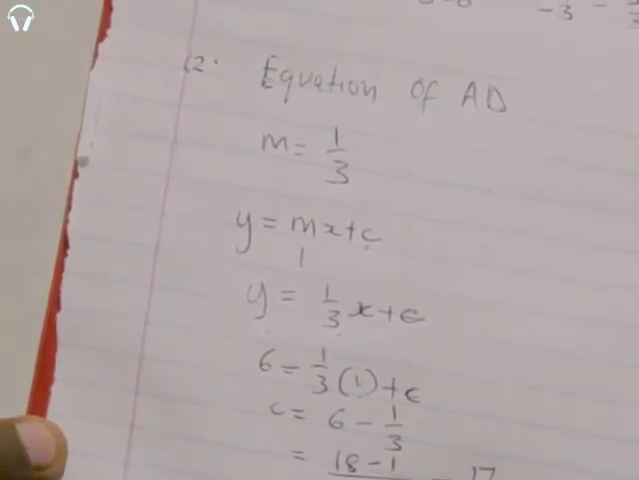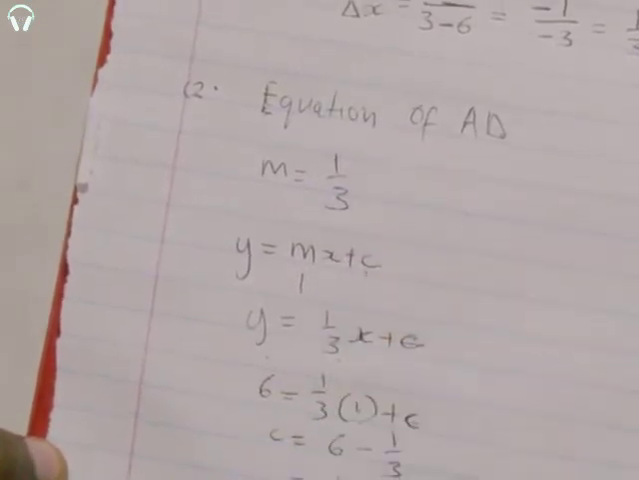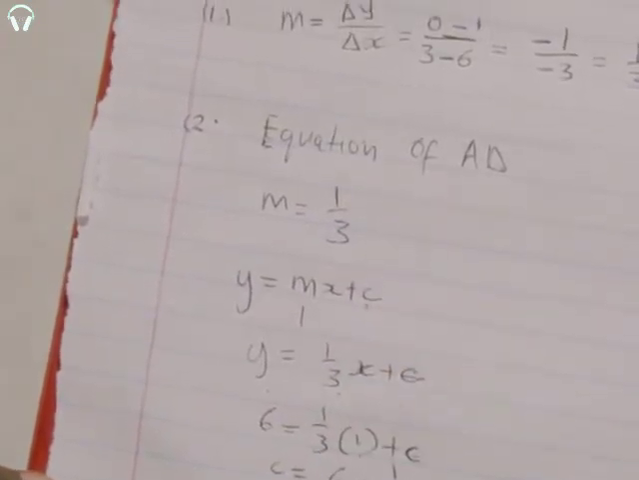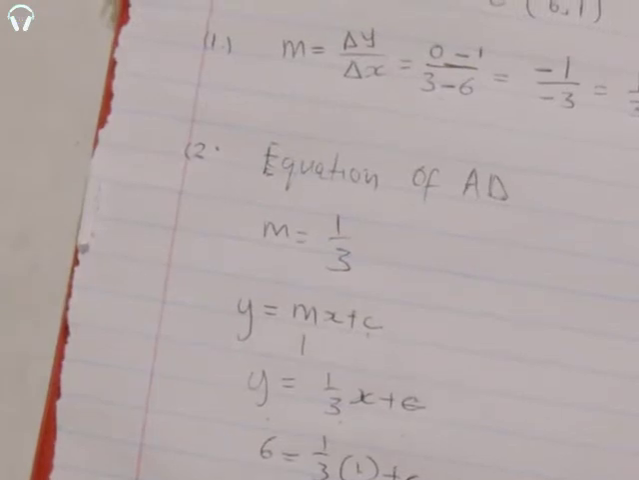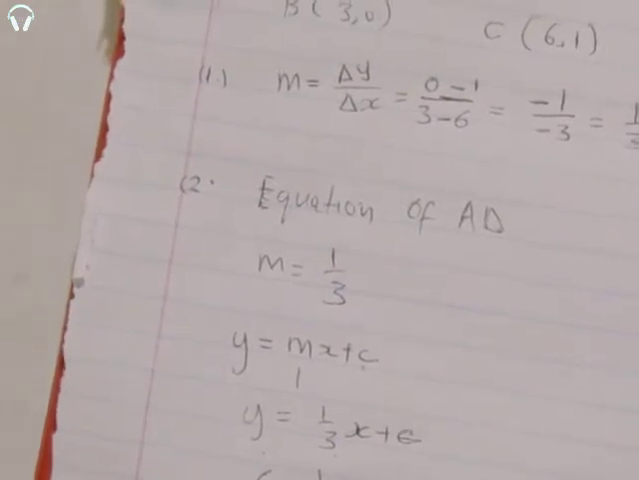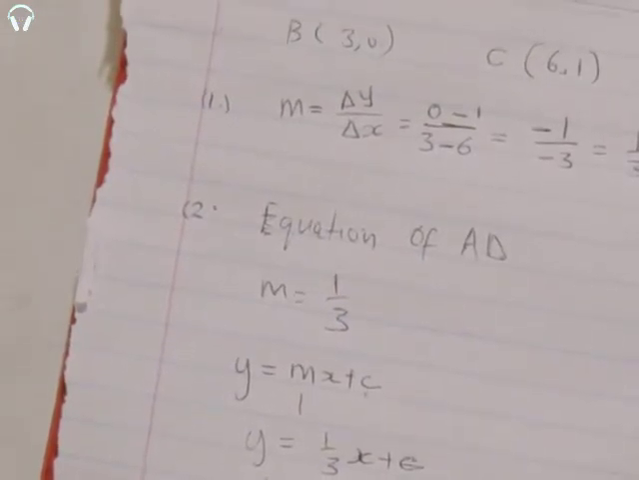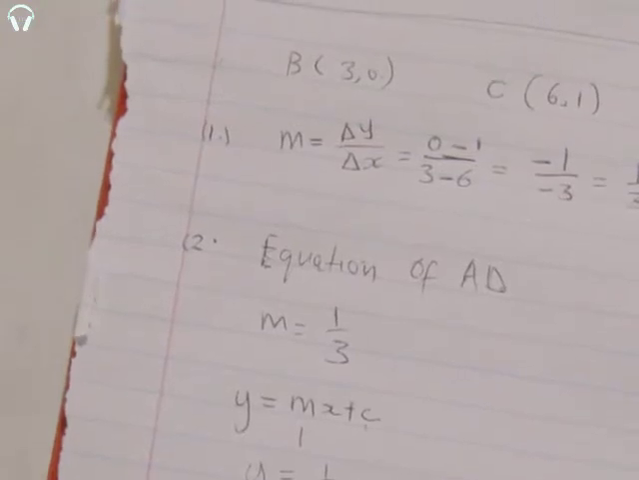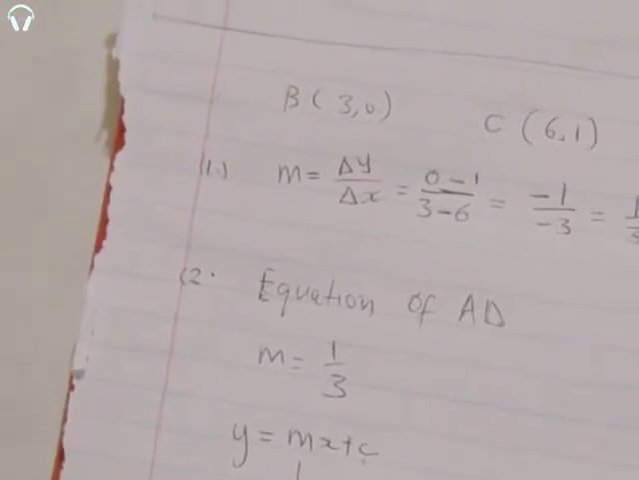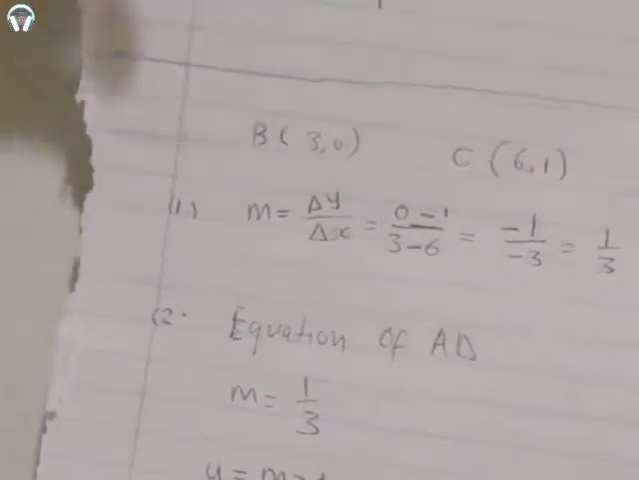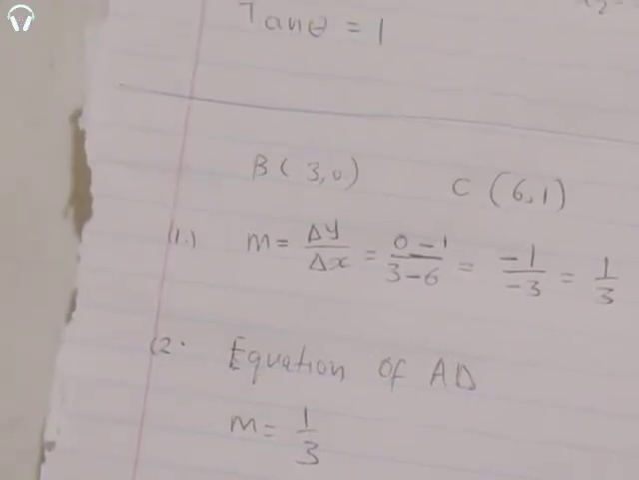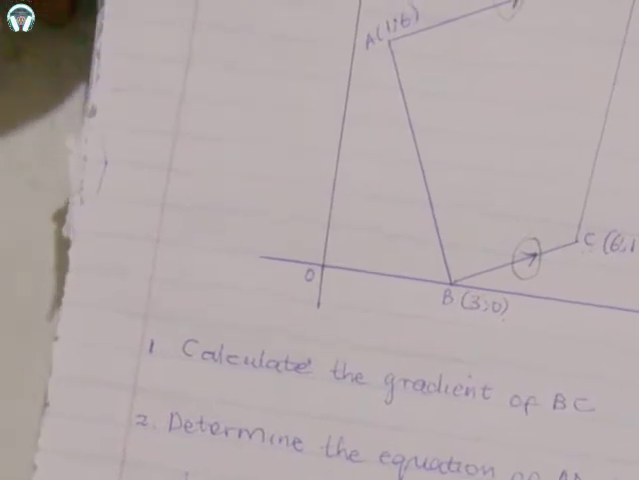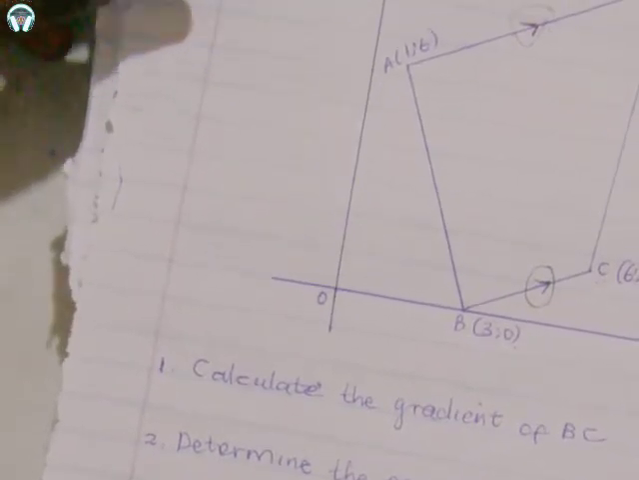We can now have our equation. We have m, 1 over 3, and we have c, which is 17 over 3. And this is the equation of the line AD in the form y equals. Moving on to question number 3. Show that t equals 8.